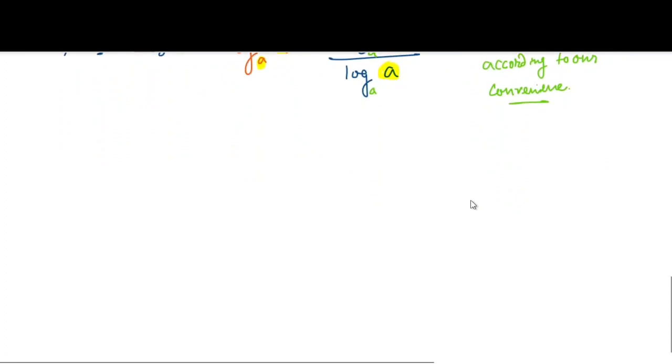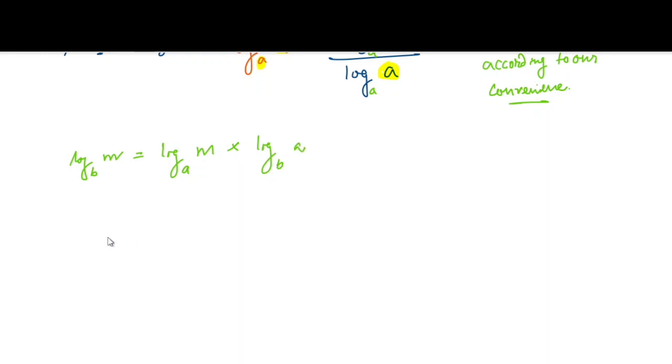Next, if we discuss the deductions of this base change, we'll have so many things. Like if I talk about log b base m, this can be written as log a base m into log b base a, right?